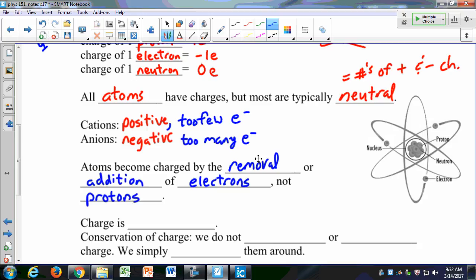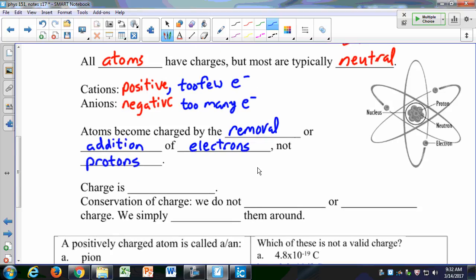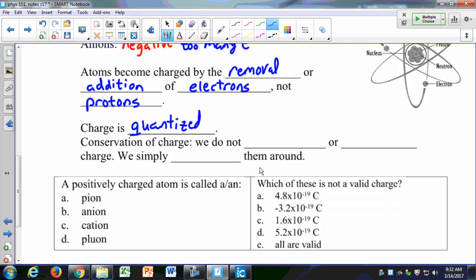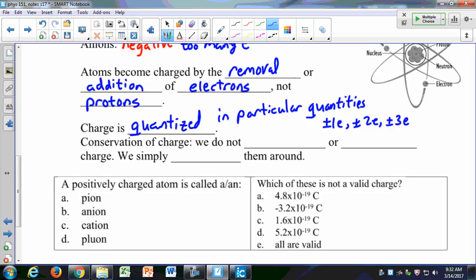Charge is quantized. I mentioned this earlier. That is, it comes in particular quantities, plus or minus 1e, plus or minus 2e, plus or minus 3e, and on and on. You can't have plus or minus 1.5 fundamental units.